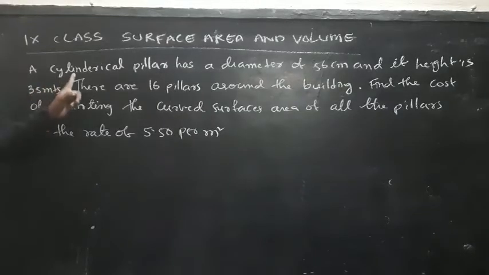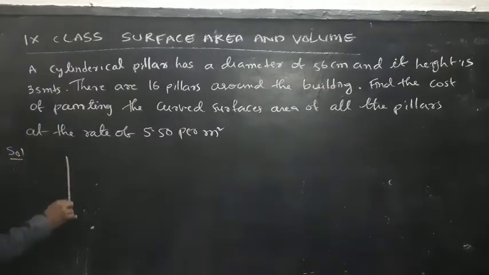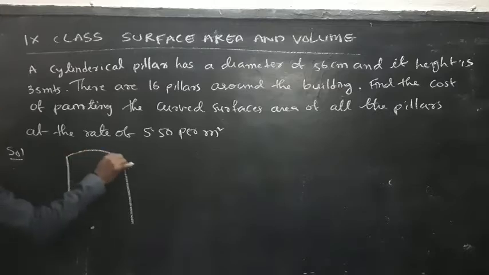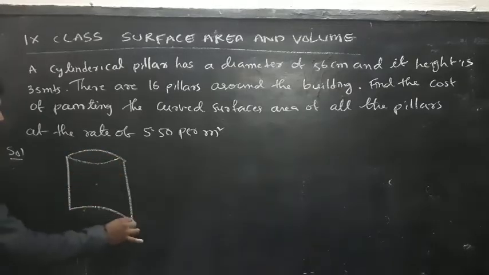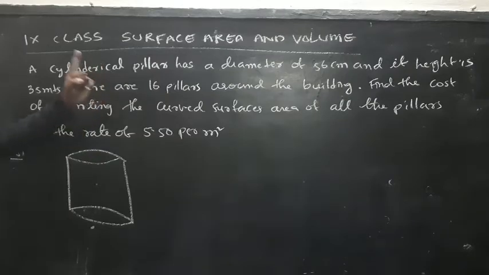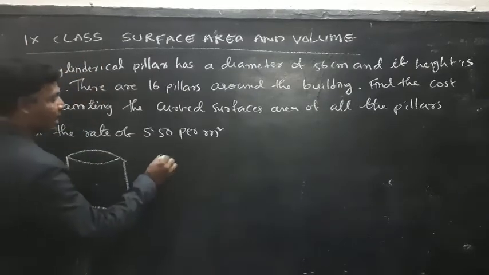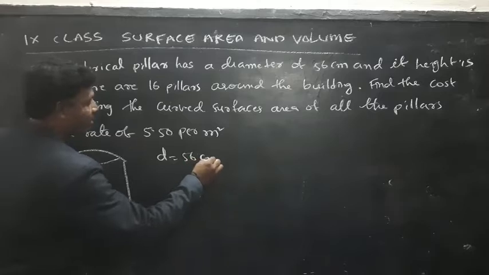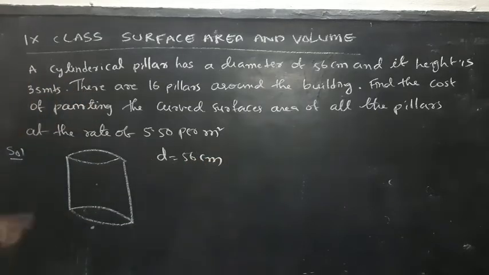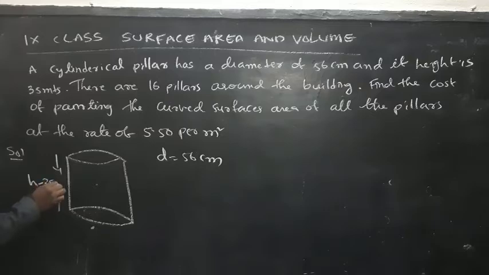A cylindrical pillar has a diameter of 56 centimeters. Solution. Here one pillar is in the shape of a cylinder. And what is the diameter here? Diameter is nothing but 56 centimeters. So the diameter of that pillar is equal to 56 centimeters. And what is the height of the pillar? It is nothing but 35 meters. Height h is equal to 35 meters.